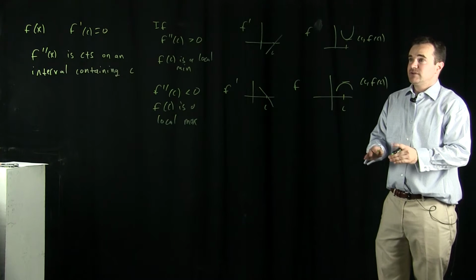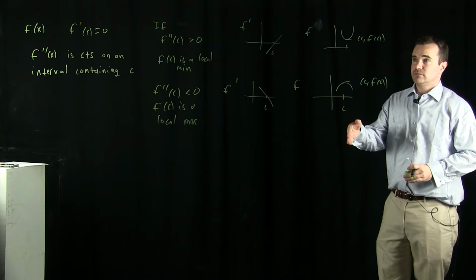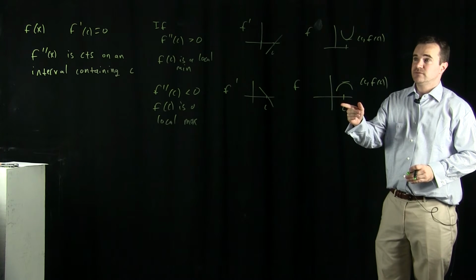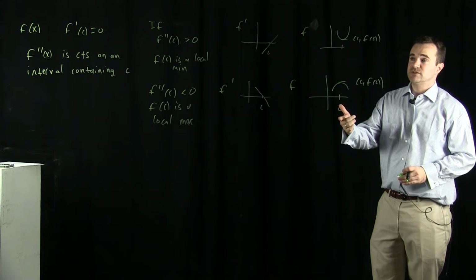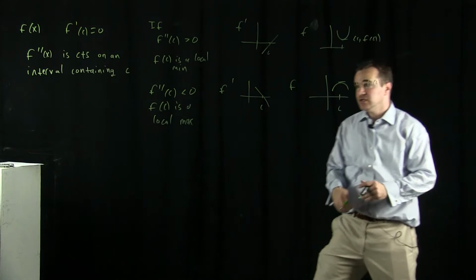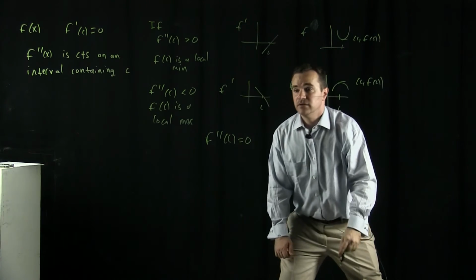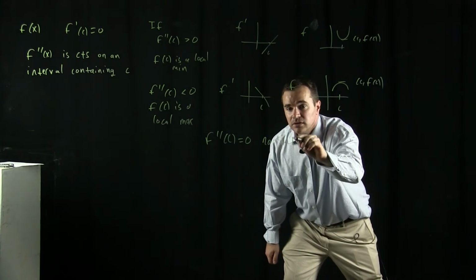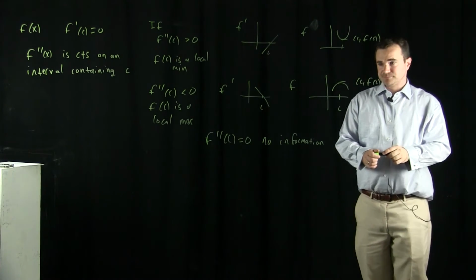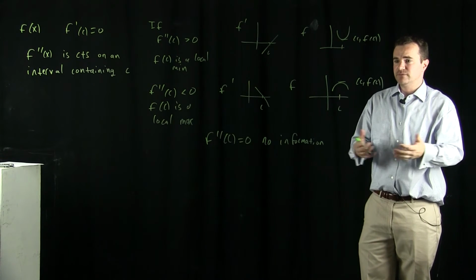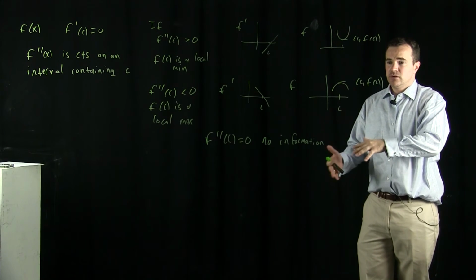So that's the second derivative test. When you find a critical point, check that second derivative. If it's positive, you're a local min. If it's negative, you're a local max. If it's 0, that's the other case we haven't handled. If it's 0, then you have no information about what's happening. You could be a point of inflection, for instance, but you can't know whether you're going to be a local min or a local max.